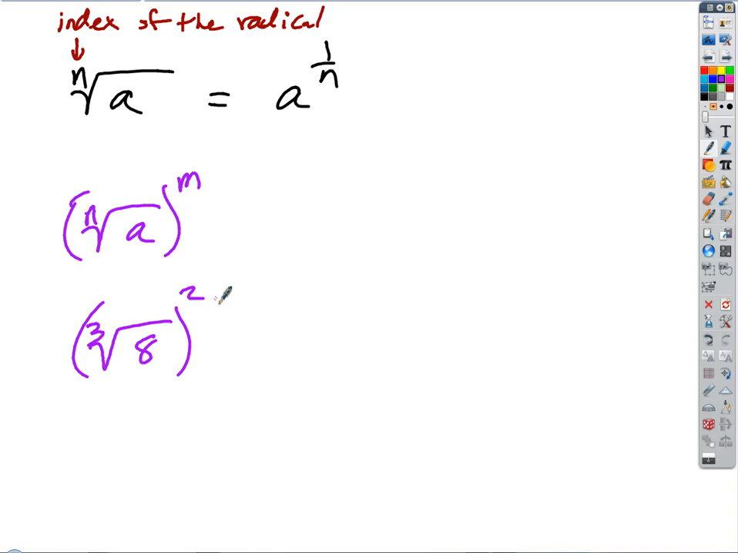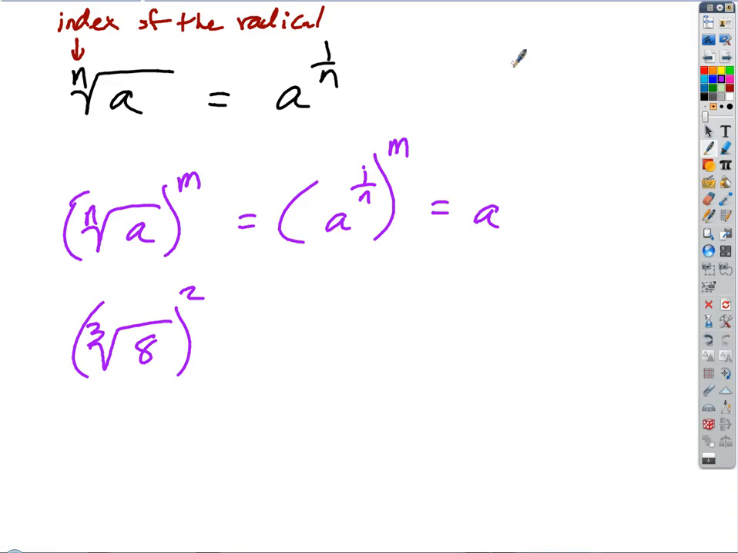Now, the nth root of a, we could write how? A to the 1 over n, right? So this just becomes a to the 1 over n to the m. What's our property of exponents for taking a power of a power? What do you do if you take a power to a power? You multiply the exponents, don't you, right? So this is the same thing as a to the 1 over n times m, or m times 1 over n. What's that equal to?